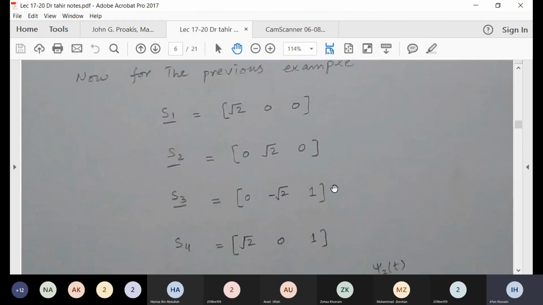I was trying to explain to you that all the 4 signals can now be represented in terms of the 3 orthonormal vectors, or your orthonormal basis, which consists of all the 3 orthogonal vectors. You are just representing your signals as a vector in terms of those orthonormal vectors. Let us now try to find the representation of S2.